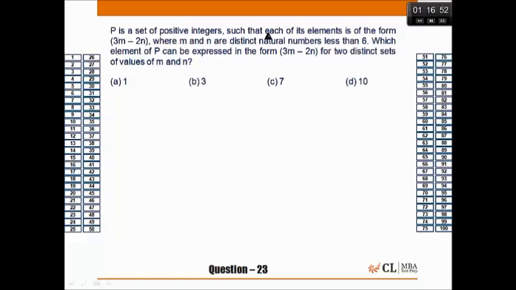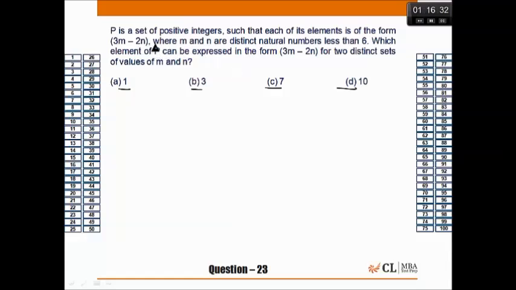M is a set of positive integers such that each element is of the form 3m minus 2n, where m and n are distinct natural numbers less than 6. Which element can be expressed of the form 3m, and I have to check options. Okay, should I do it now? These are Diophantine equations. I'm comfortable.